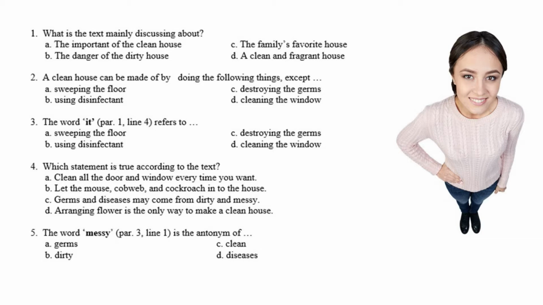2. A clean house can be made by doing the following things, except A. Sweeping the floor. B. Using disinfectant. C. Destroying the germs. D. Cleaning the window.